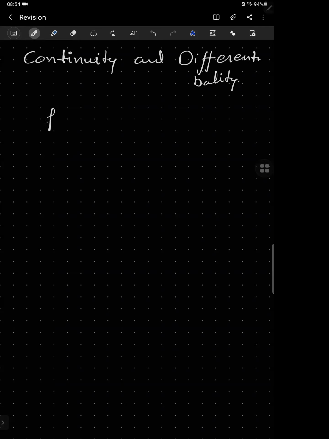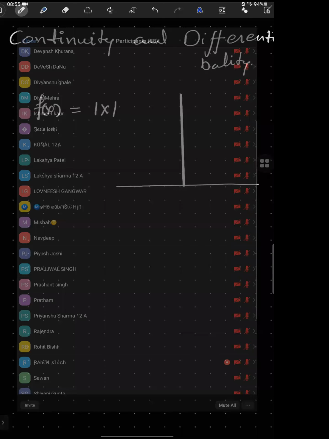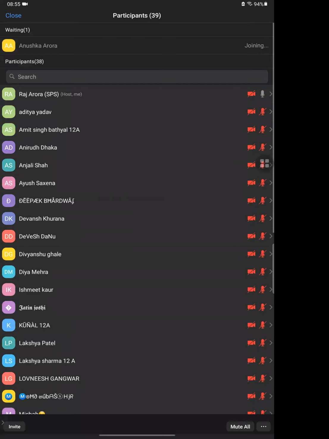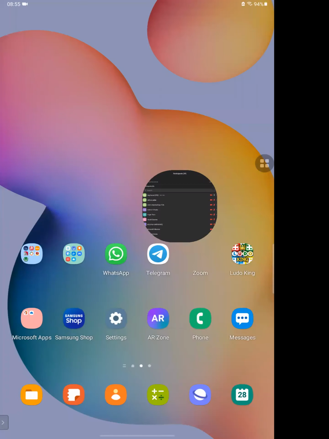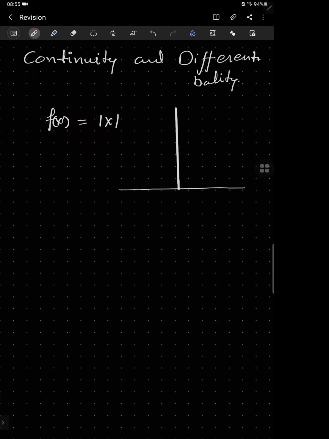Like, if f(x) equals mod x, what about it? Whether it will be continuous or not? So, we can think of its graph. When we are thinking about its graph, we can see the graph will be somewhat like this.